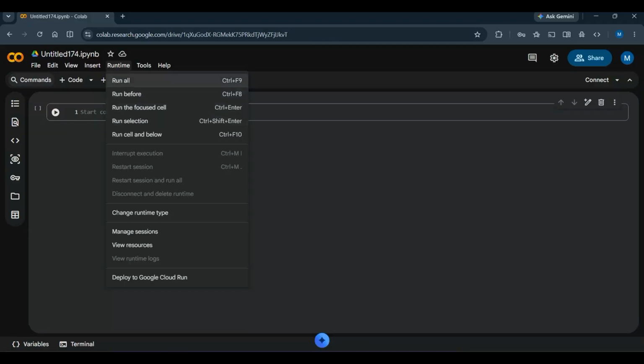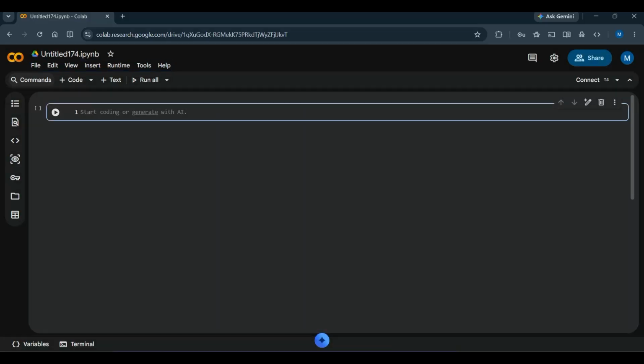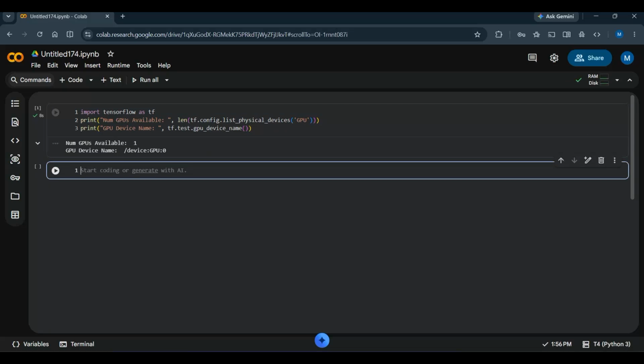Quick setup first. In Colab, go to runtime, change runtime type, select T4 GPU and save. That gives us free GPU power so training runs fast. Let's confirm it's active with 2 lines.